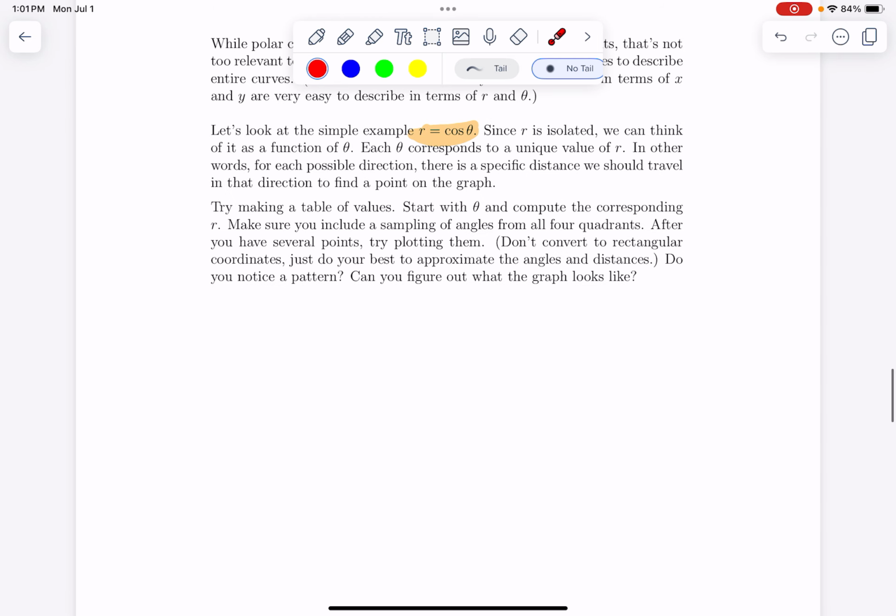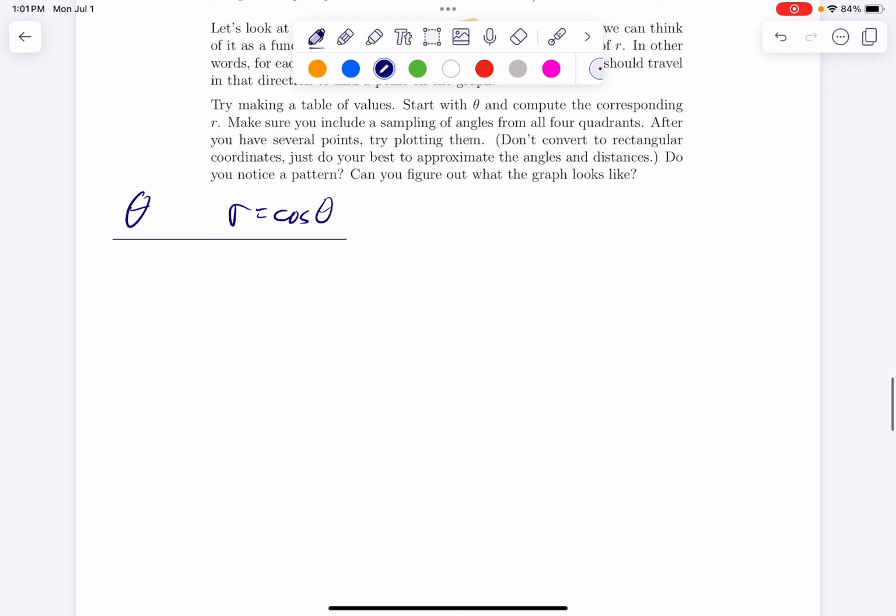So what I'd like you to do is make a little table. We can think of theta as our input variable here, and we can think of r as our output, cosine theta. So make a table of angles whose cosine you know, and the corresponding r. So pause and do that.